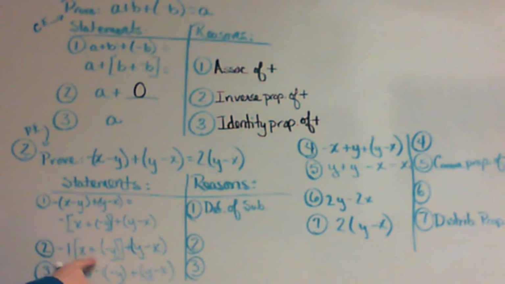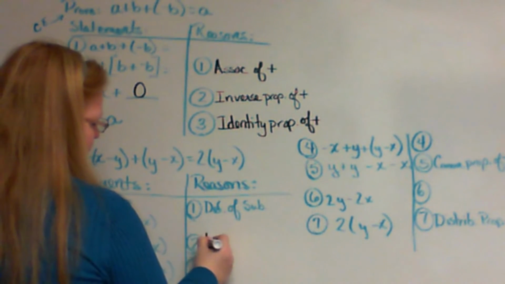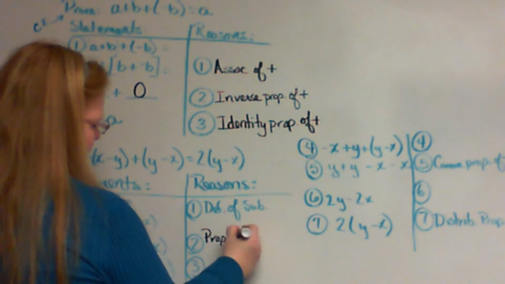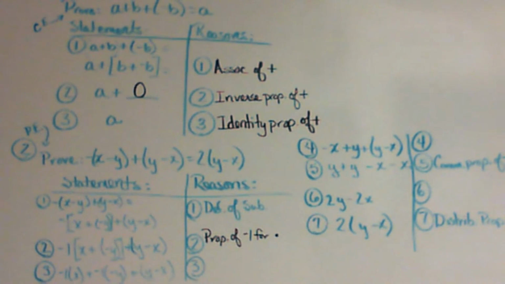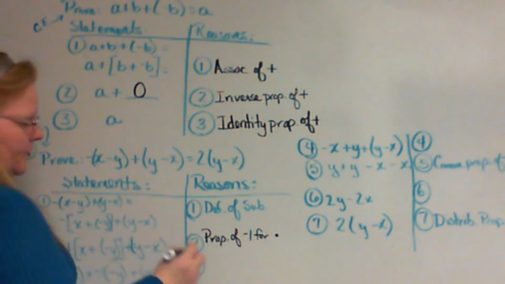What changed from here to here? Well, they put a 1 there. So now it's a negative 1, not just a negative. And that is the property of negative 1 for multiplication. Put a little dot for my multiplication sign. Then from here to here, what changed? Well, they gave the negative 1 to each of those. That's the distributive property.